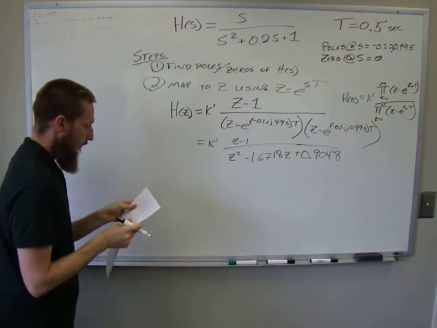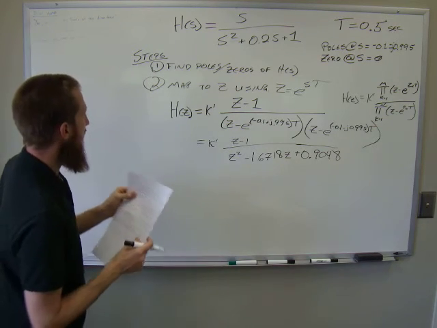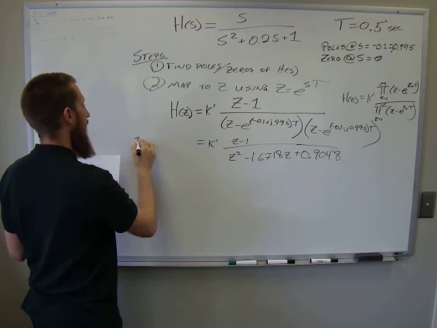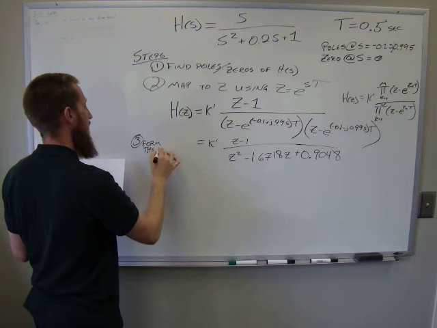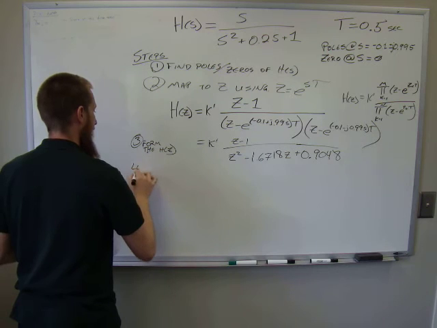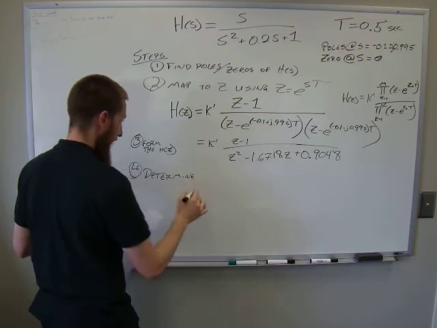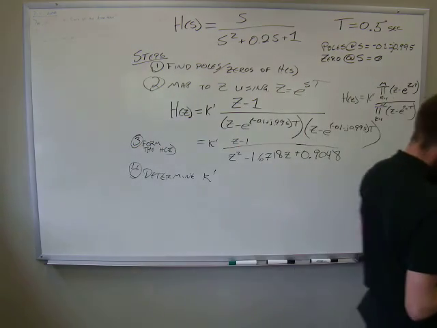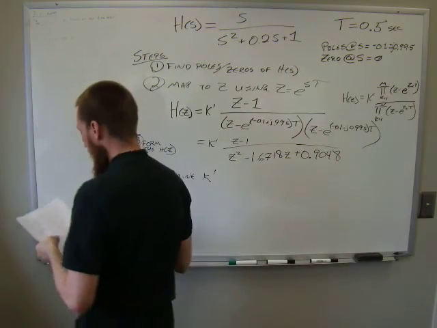Okay, so we mapped poles and zeros using that, and then this was actually number 3: form the z transfer function, the H of z. And then the 4th step, determine K prime.